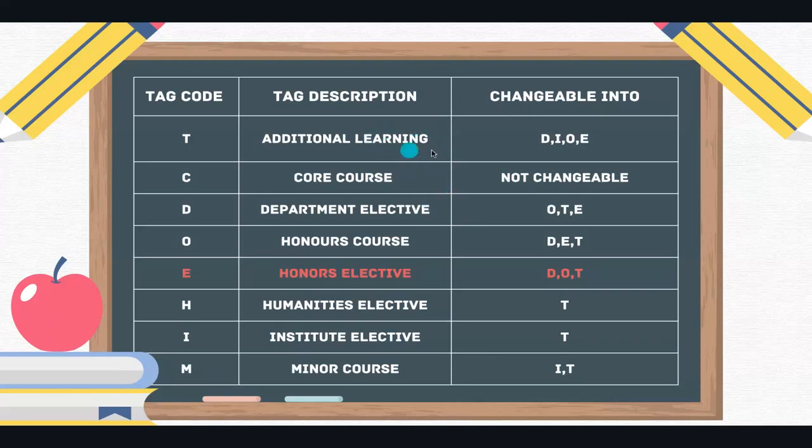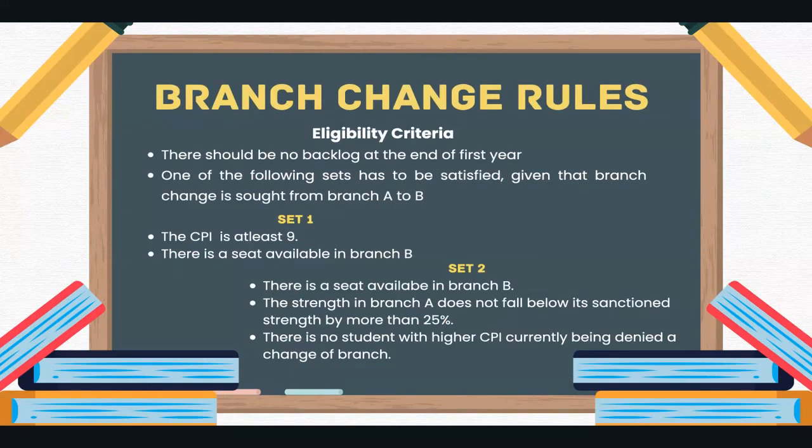For example, the additional learning courses can be retagged into department elective, institute elective, honors courses, and honors elective courses. Also, the honors elective rules have changed a little bit recently, so I would advise you to go through any releases by your department and confirm the rules for these.